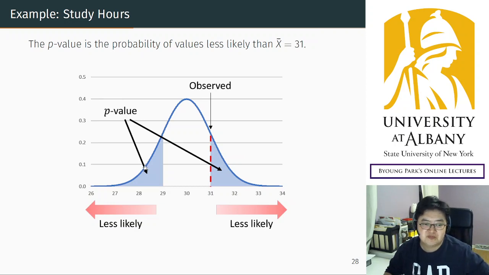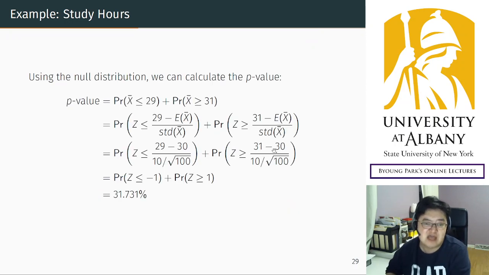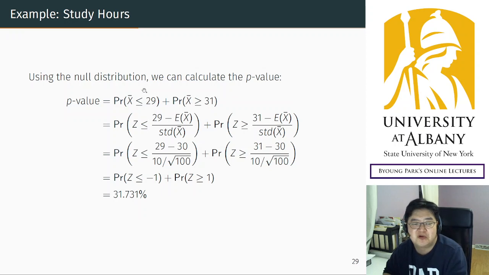The p-value is the probability of this blue shaded area. How can we calculate that? It's simple algebra. We spent 2 or 3 chapters on this. I understand you need more exercise, but if you are not certain what I'm doing, I recommend you go back to chapter 6 and chapter 7, which are important preliminary chapters for this one. So the p-value, we just learned, is the probability of being smaller than 29 or greater than 31.